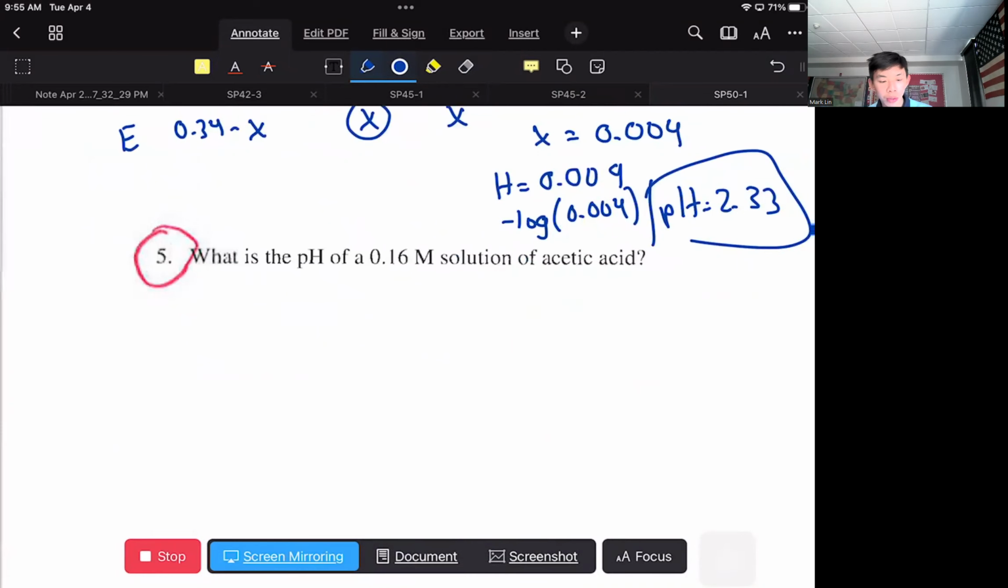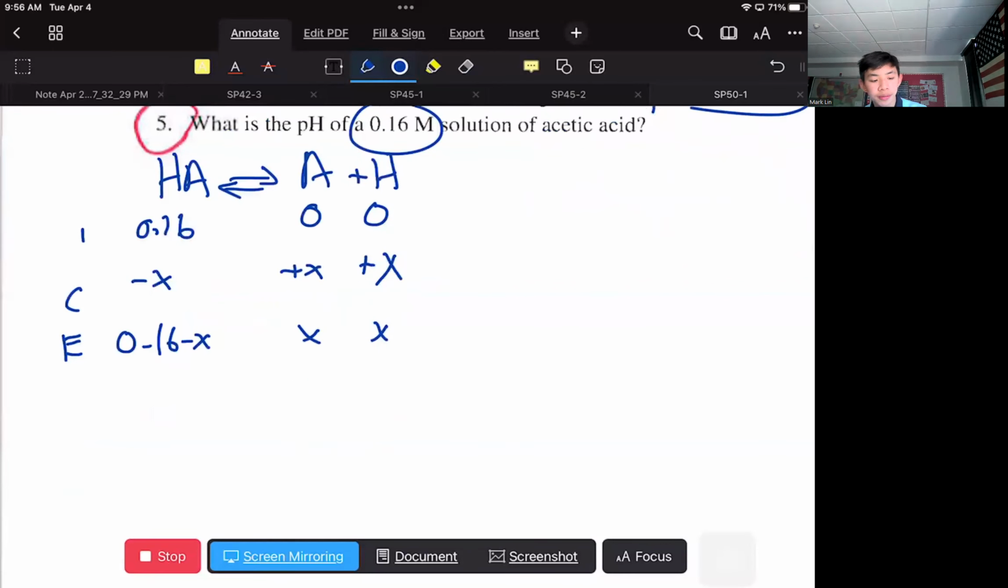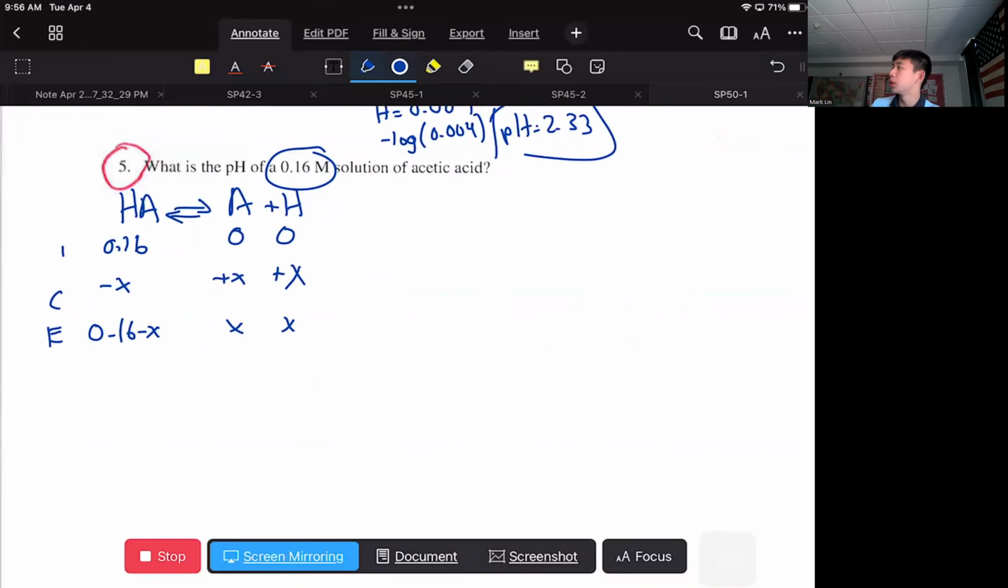What is the pH of a 0.16 solution of acetic acid? Anytime you're trying to find pH, it's always the acid breaking down into hydrogen and something else. You're going to be using this equation, A plus H or H plus A, doesn't matter. Set up the ICE table: the solution starts out at 0.16, and the A and H start at 0. The change is negative X, plus X as per usual, and the equilibrium is 0.16 minus X, X, X. I'm doing it pretty fast, you guys should know what's up with this.